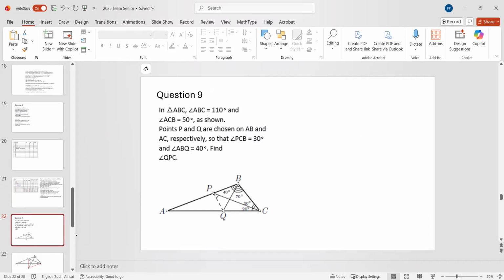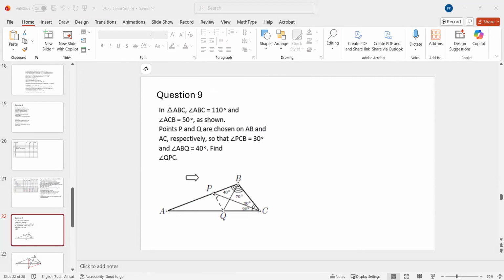Okay, now question 9 is a geometry problem. In triangle ABC, angle ABC is 110 degrees. Well, it's split. There's a 40-degree angle which comes out to meet this line here at Q.